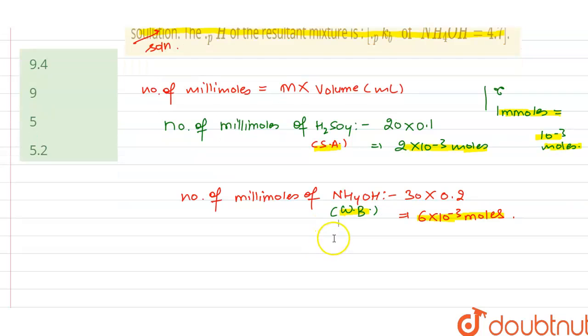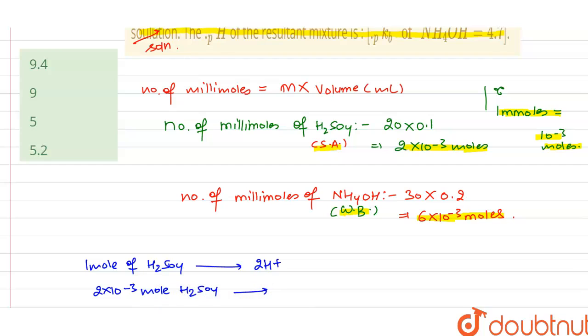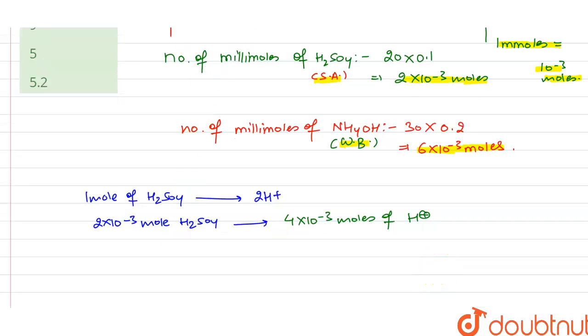Now what happens when these are mixed? We know that 1 mole of H2SO4 on dissociation gives 2 moles of H plus. So 2 multiplied by 10 to the power minus 3 moles of H2SO4 will give how much H plus? It gives 4 multiplied by 10 to the power minus 3 moles of H plus. So if we react both the acid and the base, the reaction will take place.